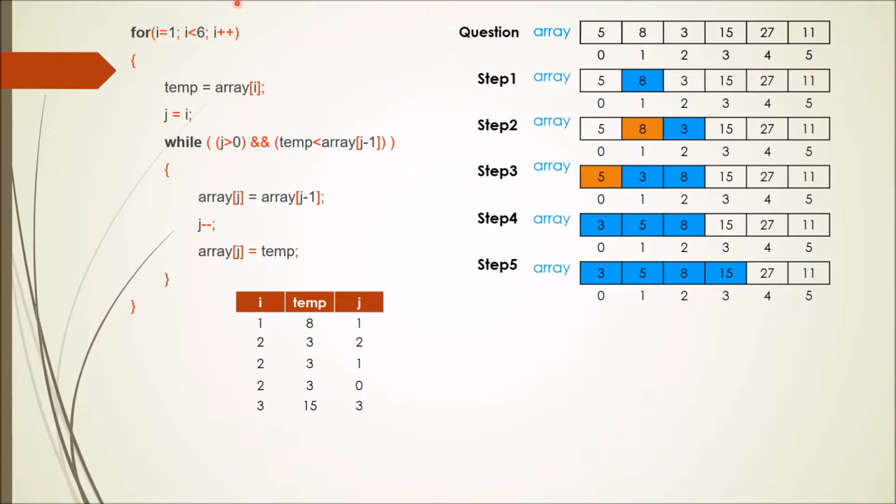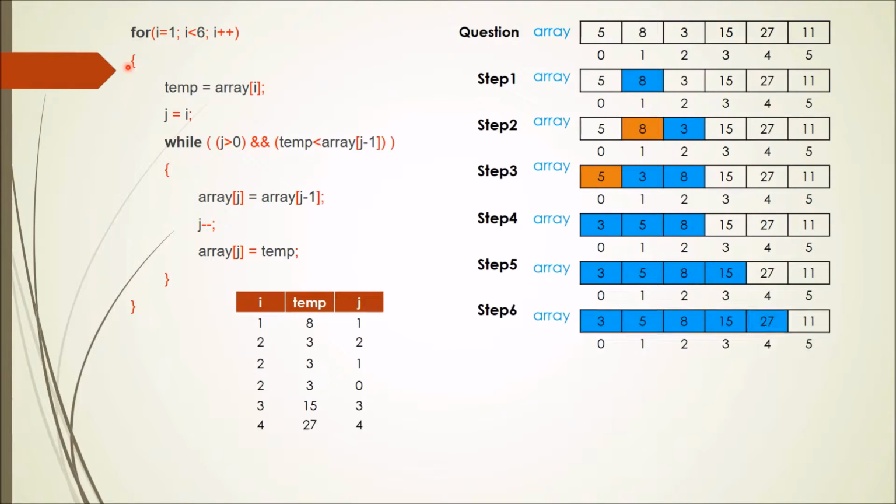In the for loop here, now our I has been increased by 1. So the array at index 3 is pointing to the value of 15. And then our J is equal to 3. While J is larger than 0, which is true, and temp, 15, is smaller than 8, which is false. So we will skip this part and then loop again.